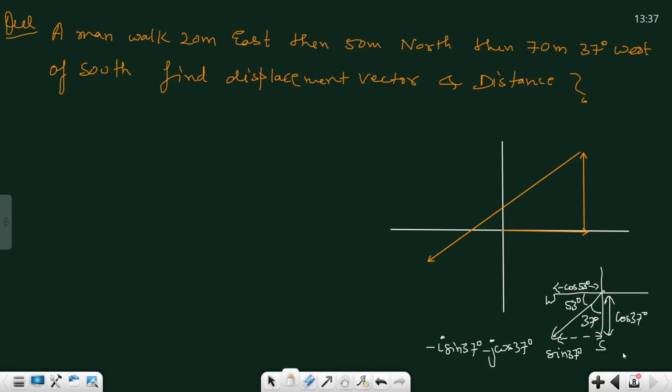Why sine 37 of minus j? You're taking the x component for both of them. So that is a mistake. You just need to write this one. Okay, so that will be the direction vector: minus i into 3 by 5, minus 4j by 5. Is it clear? Yes, sir, clear.